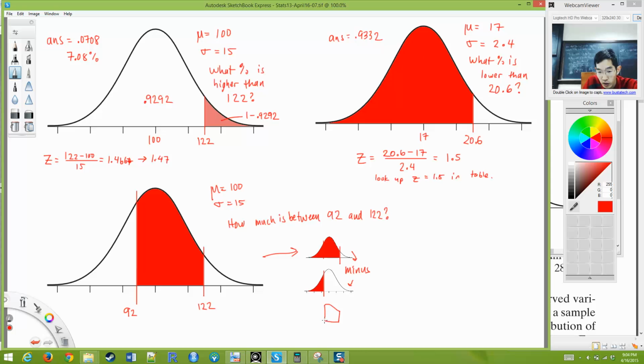And this is what I want, right? From 92 to 122. I don't know if you guys can see that. Does that kind of make sense? So first we're going to find the area to the left of 122, and then we're going to find the area to the left of 92, and then we're going to take the difference.